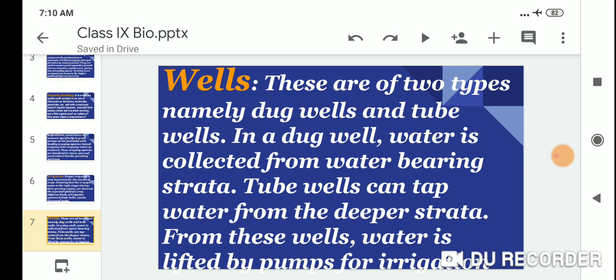Wells. These are of two types, namely dug wells and tube wells. In the dug wells, water is collected from the water bearing strata. Tube wells can tap water from the deeper strata. From these wells, water is lifted by pump for irrigation.